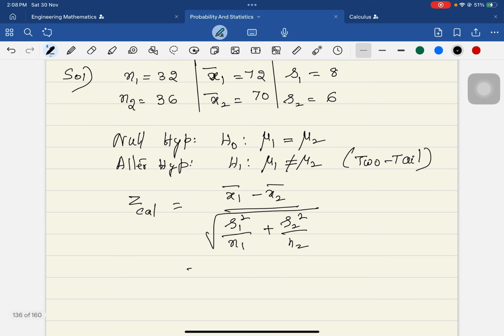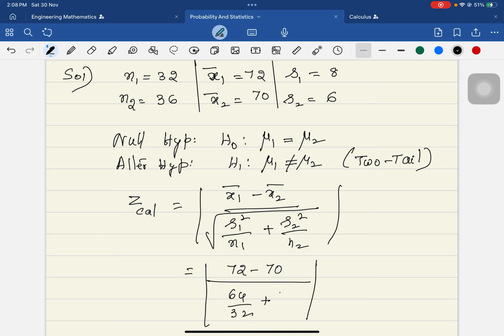So now how will you rewrite this? It is the modulus of 72 minus 70, by the square root of S1 square, that means 64 by N1, N1 is 32, plus S2 square, that means 36 over 36, which is N2. So that gives you 72 minus 70 by root of 8 square is 64 by 32, which is 2, and this is 1, then root 3, and then 2 by root 3, the value is 1.15.